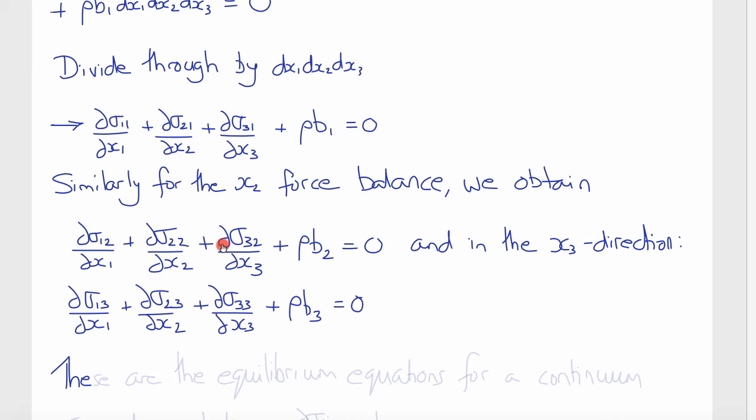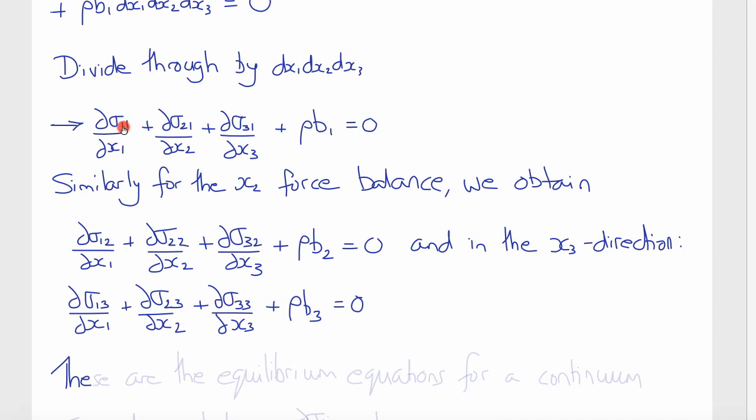So these are the three force balance equations for a material continuum in equilibrium. It's the balance of the surface and the body forces. They're equal to zero because there's no inertial forces. There are three equations because the forces are a vector, but they're derived from the stresses, or at least the surface force contributions come from the stresses.